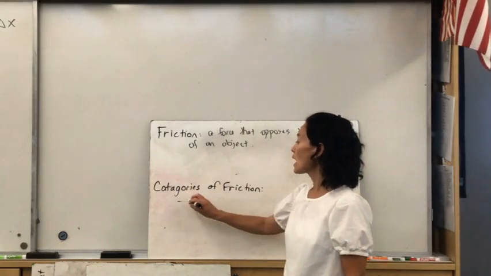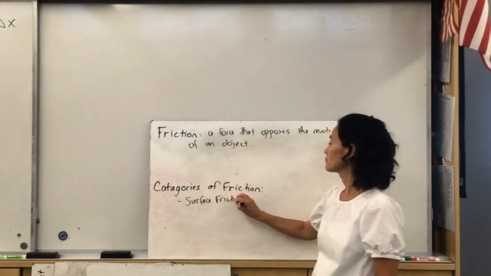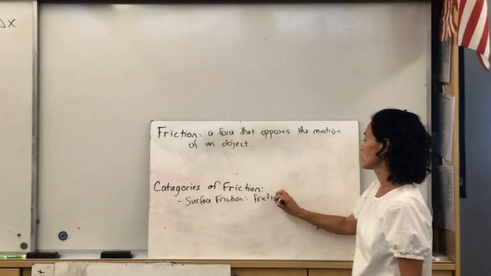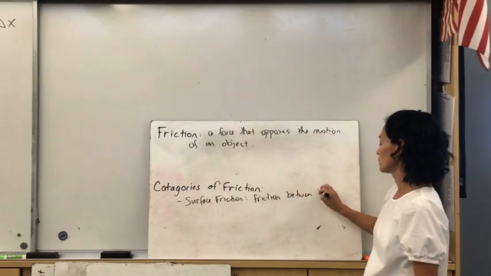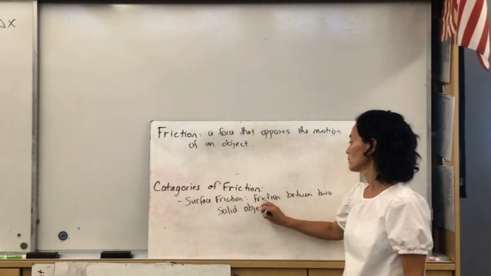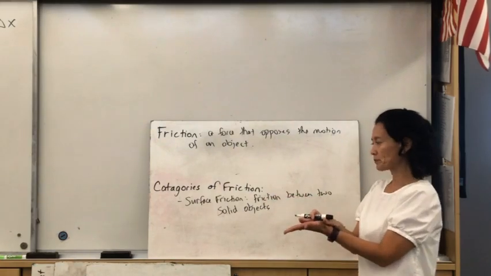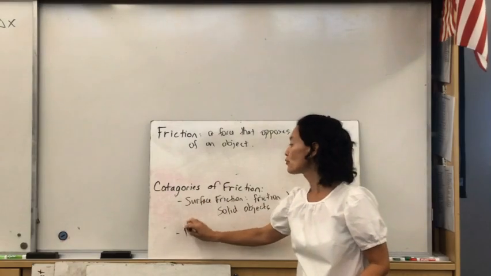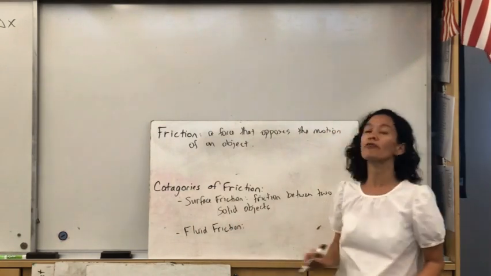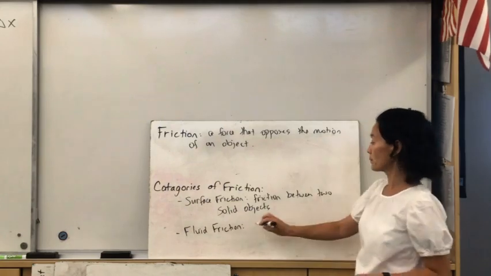One is what's called surface friction. And this is friction between two solid objects. So basically, I've got one object sliding across another object. And then the other category of friction is fluid friction. And this is the friction a solid object experiences as it is moving through a fluid.